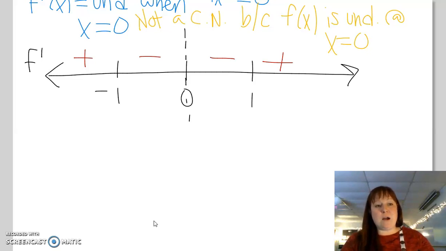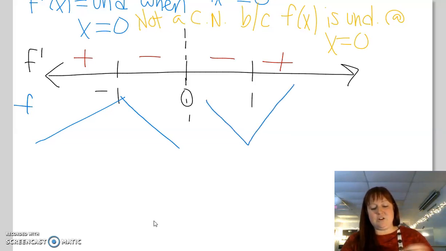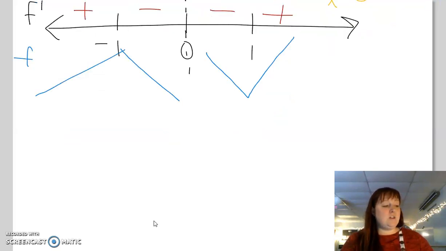So if f prime is positive, that means the function is increasing. So this is f, what's going on with the function: increasing. Then it's decreasing, okay? Then it's negative, so it's decreasing again. Then it's increasing, okay? So where are our relative extrema? Well, remember, we have a local minimum when f prime changes from negative to positive.